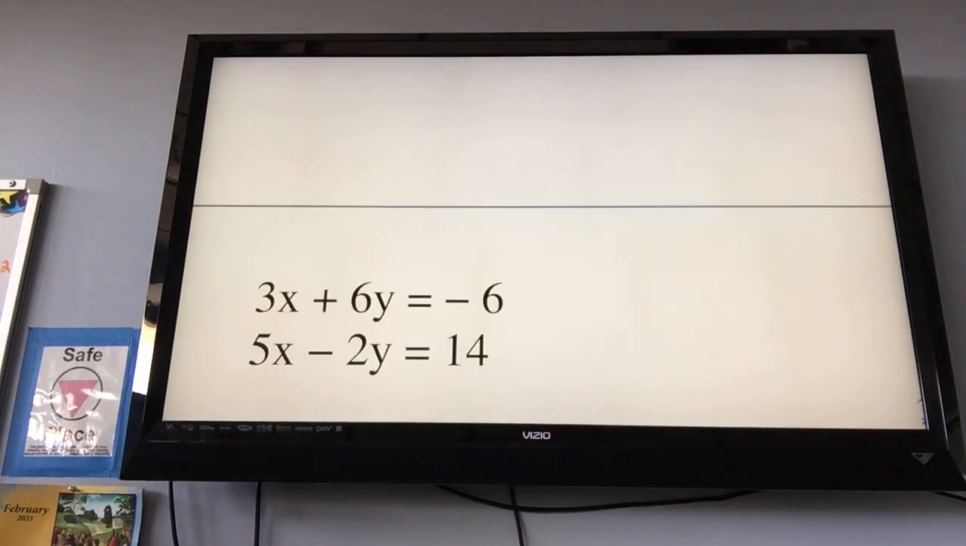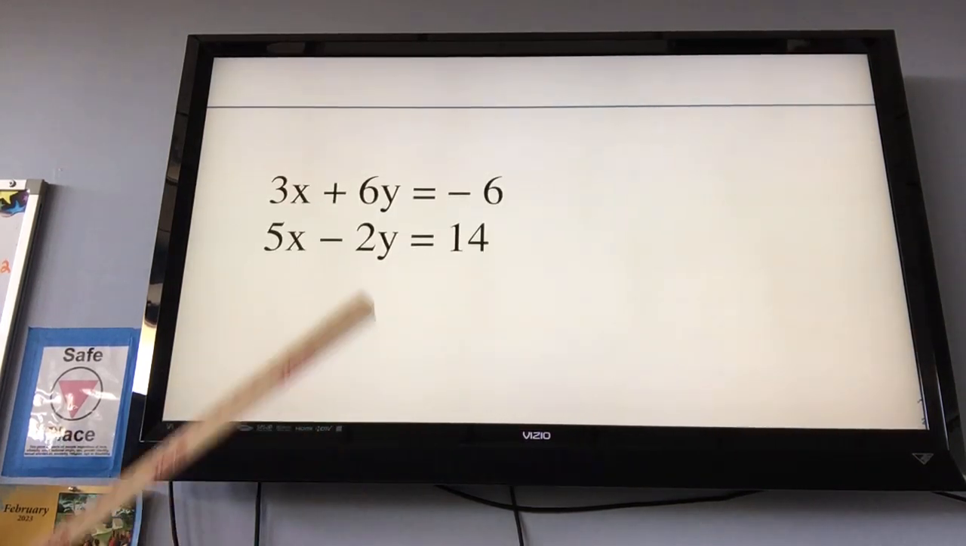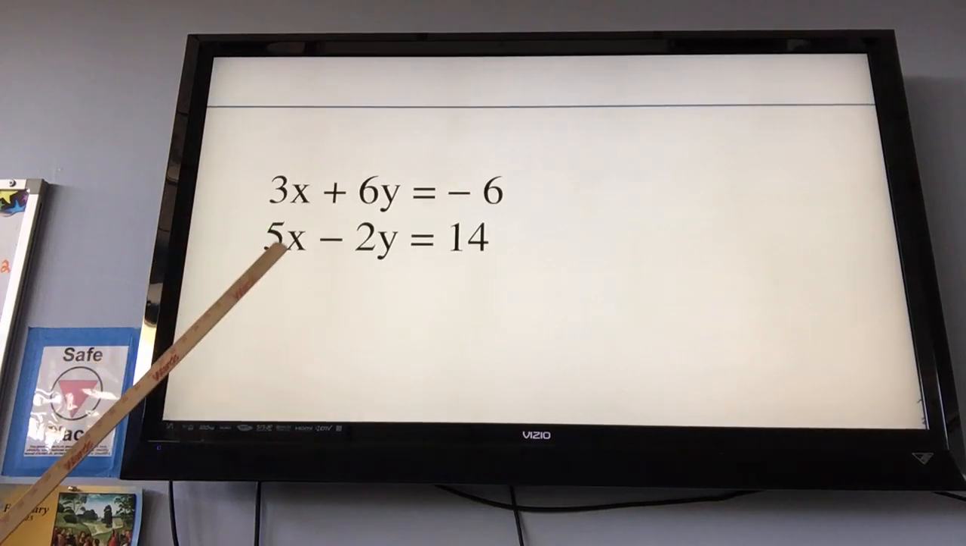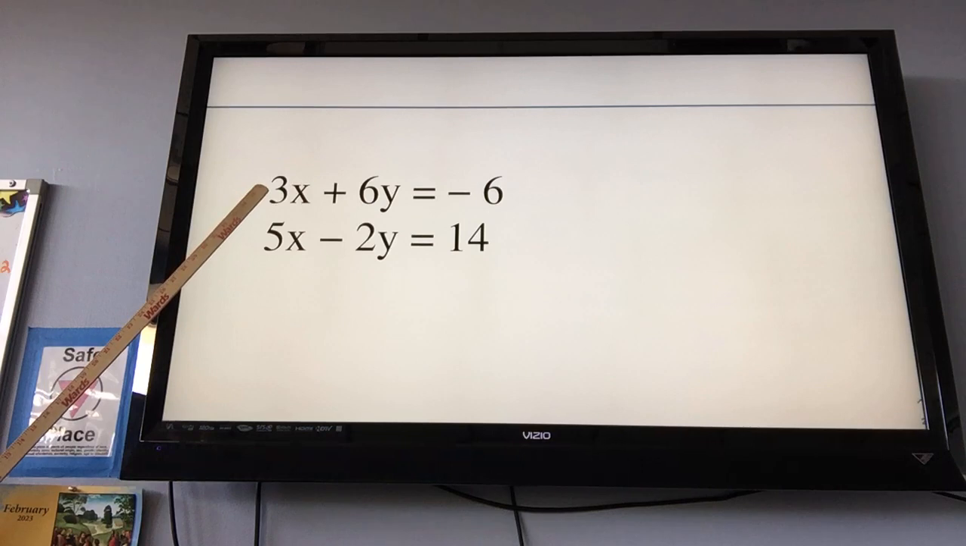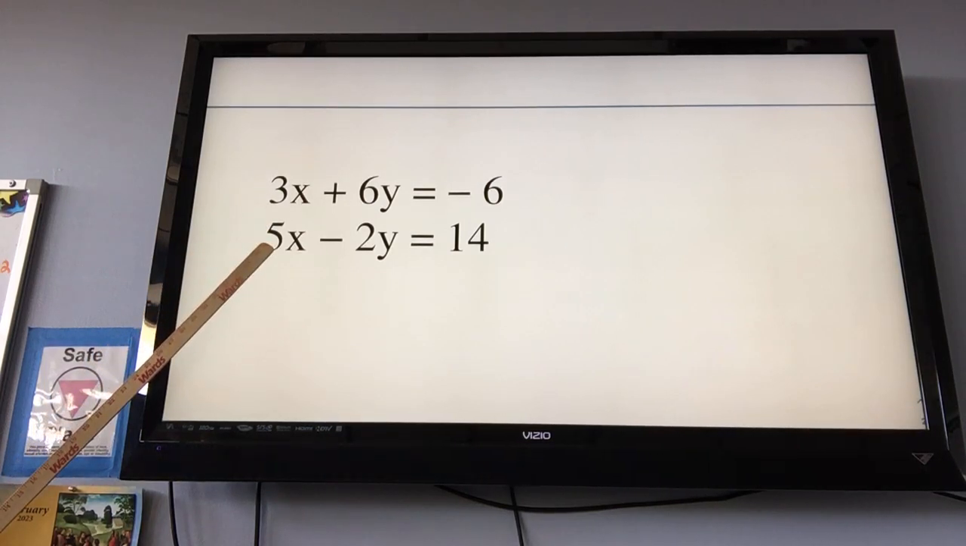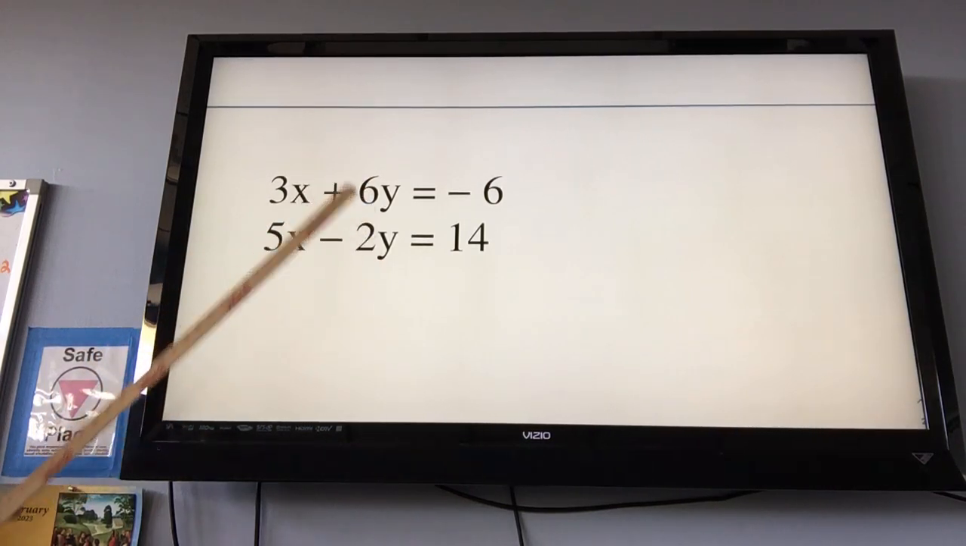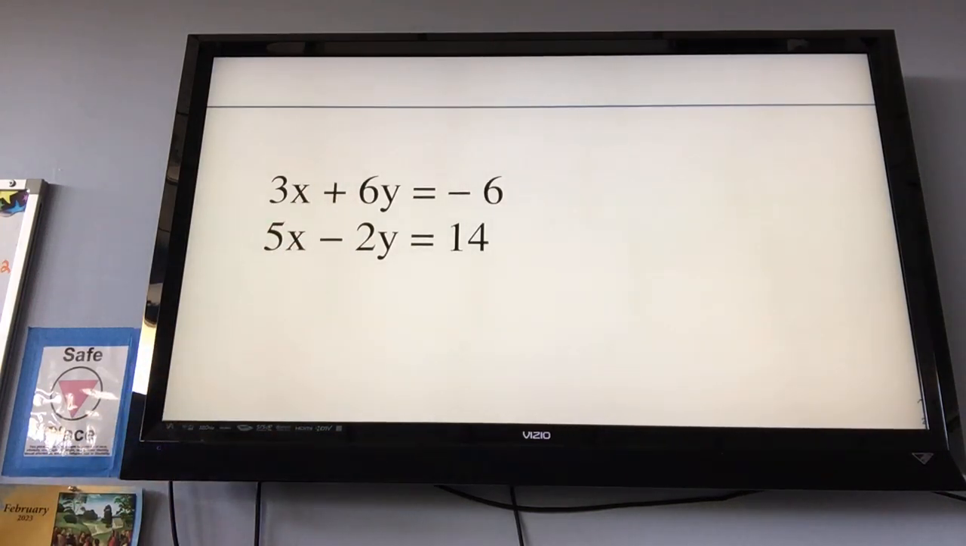Third scenario. These are not opposites. These are not opposites. It's not going to help me to change 3 to a negative because this is a 5. It's not going to help me to change either one of them, well, they're both opposite signs already, but they're different numbers. But your goal is still the same.